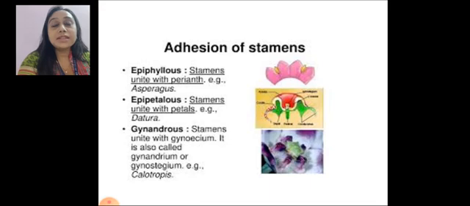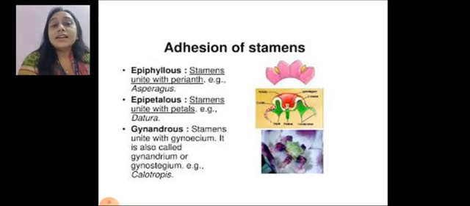Sometimes the lower part of the stamens is joined with the tepals or the perianth. That kind of arrangement of the stamens is called epiphyllous. Another kind of arrangement is that the stamens are connected to the petals. It seems as if the stamens are coming out from the petals, not from the base of the thalamus. Those kind of flowers are called epipetalous flowers.